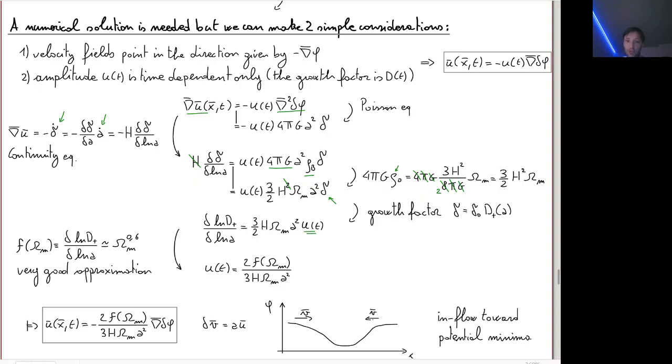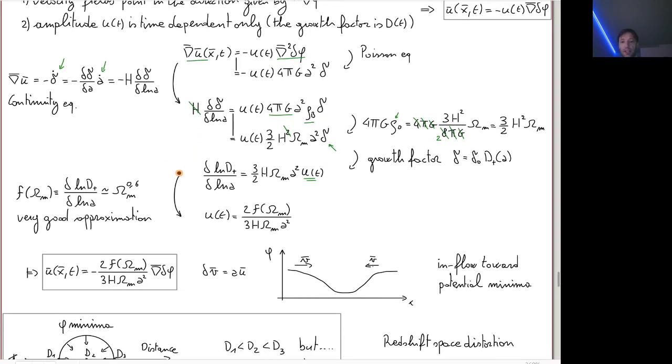Then we continue, and we substitute this side of the equation with the growth factor delta. So we just substitute the solution that we derived with the previous derivation. That's a result coming from our previous derivation, and we just plug it in here.